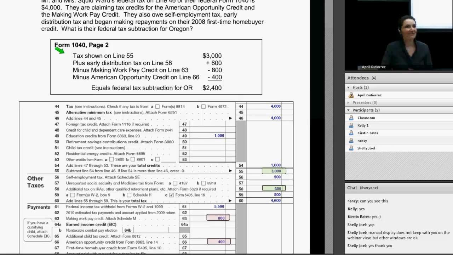Okay, we're already dizzy. Well, let's just break it down into its component parts. The tax shown on line 55 of the federal Form 1040 is showing right here: $3,000.